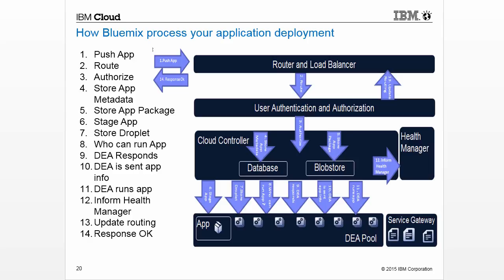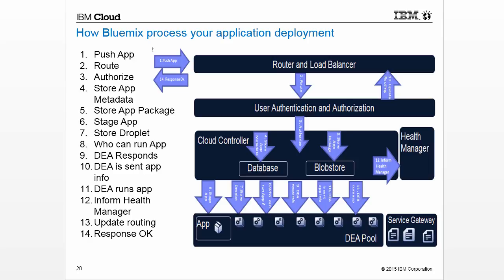The staging DEA streams the output of the staging process so the developer can troubleshoot application staging problems. The staging DEA packages the resulting staged application into a tarball called the droplet and stores it in the blob store. The results are cached and used next time the application is staged. It also reports to the Cloud Controller that staging is complete.